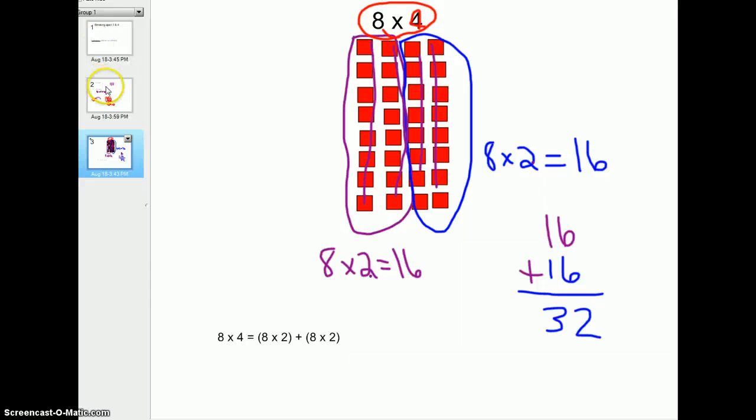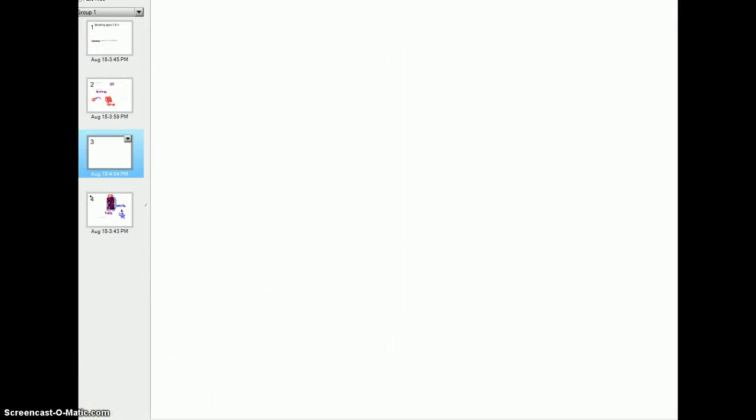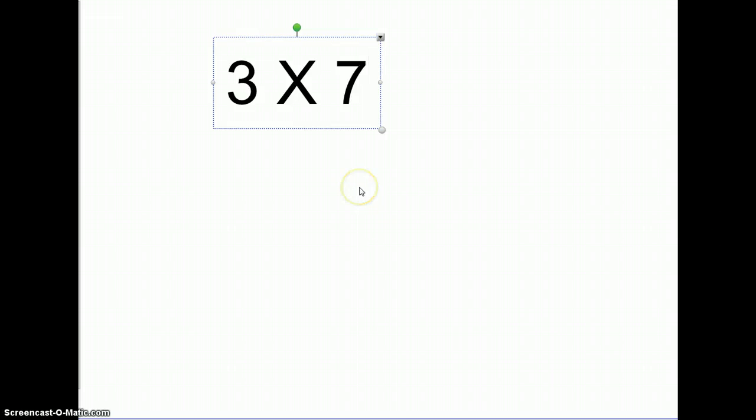I'm going to give you your last example. I want you to draw an array of 3 times 7. Draw an array of 3 times 7 in your notebook. And I want you to have an array, and then I want you to show me how you broke that apart and what your new number sentences would be. Remember, you can go back and look at any of my examples or any of your examples in your notebook.